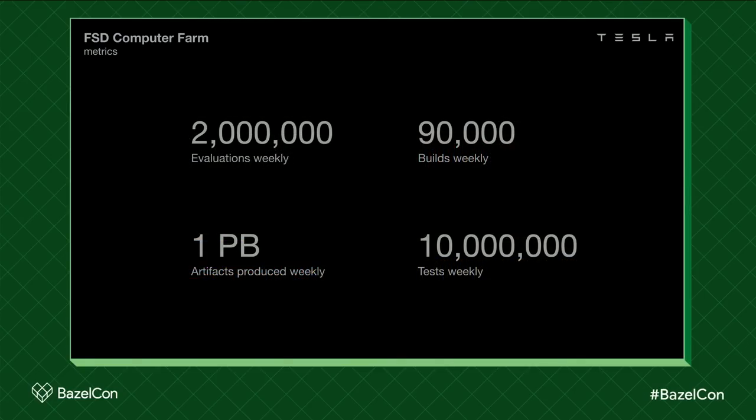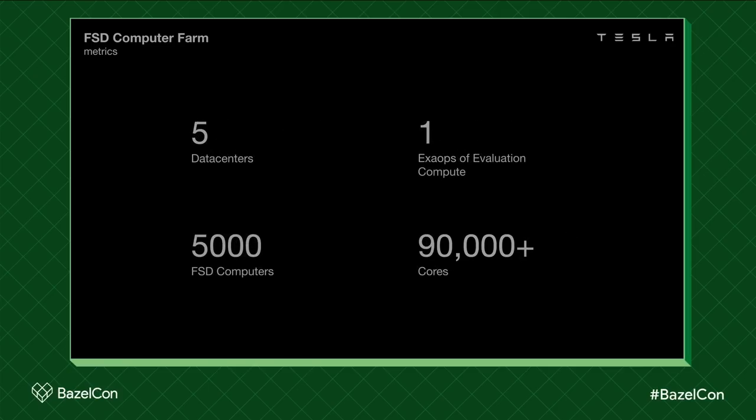With all this telemetry, we've recorded our load to be 2 million evaluations, 90,000 builds, 1 petabyte of artifacts produced, and 10 million tests every single week. To support this level of load, we had to set up cutting-edge compute across 5 data centers with 1 exaop of evaluation compute on over 5,000 FSD computers utilizing over 90,000 cores.